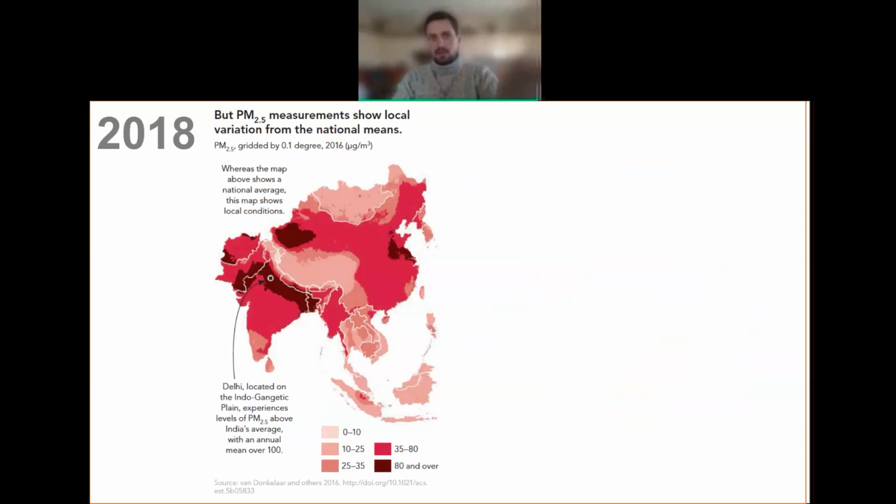Now the next chart in the sequence zooms in onto a particular region. So we're going from the global level to a particular regional level. And here, again, the use of annotation is critical because it makes the link between the different charts. So here you see, whereas the map above shows a national average, this map shows local conditions, right? So it makes the link between this global picture and the regional one. In the regional one, you can see that you have much more variation once you zoom in at the regional level than you would expect from the global picture.